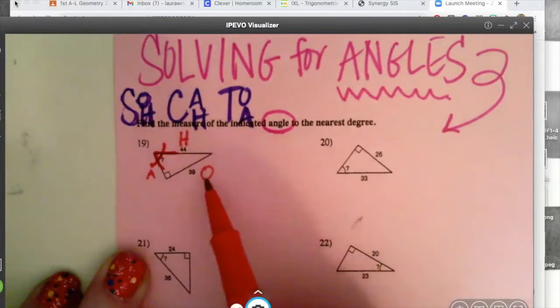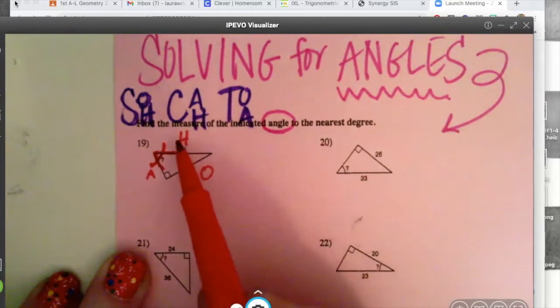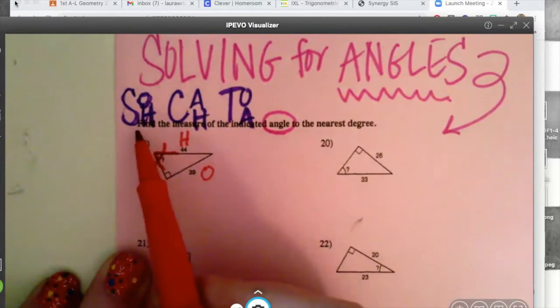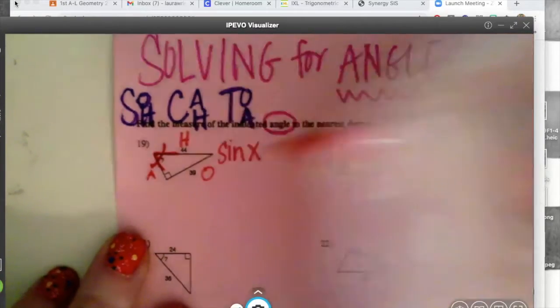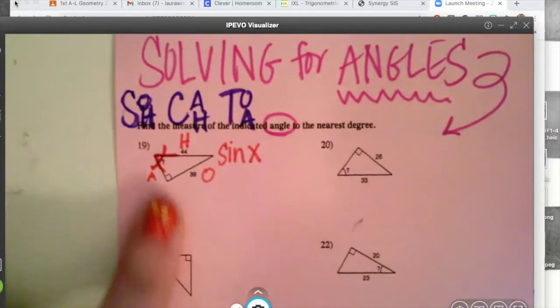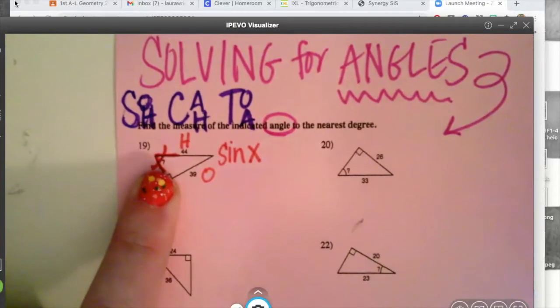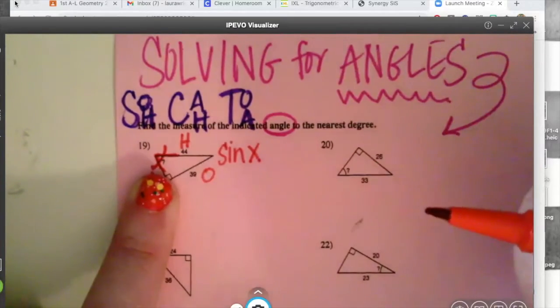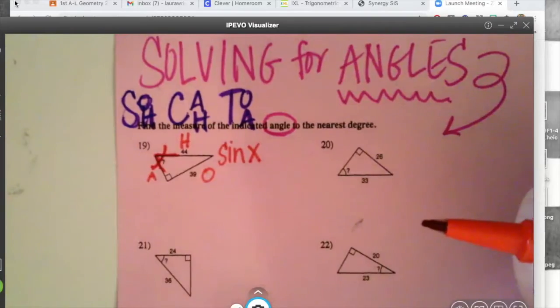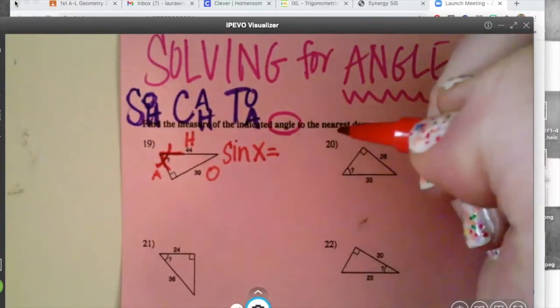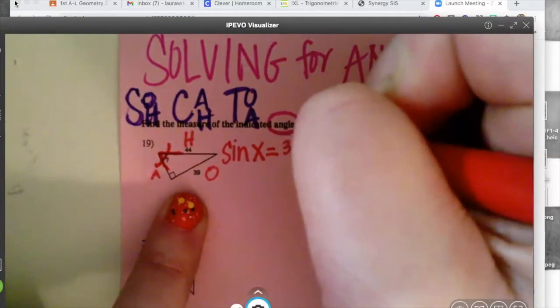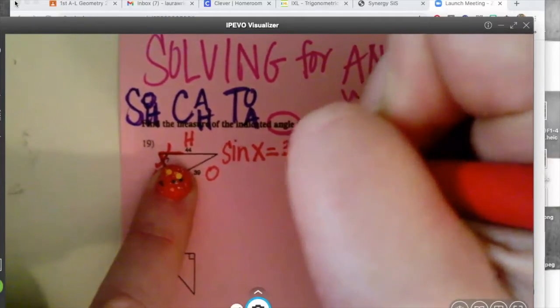So we've got O and H, opposite and hypotenuse. Here's our O and our H. We must be using sine. So we're going to put sine of x. That's what we're finding. We don't know that angle measure, so we're making it a variable. This might also be where you see theta. We'll do that on the next one. So sine of x equals O over H. O is 39, H is 44.